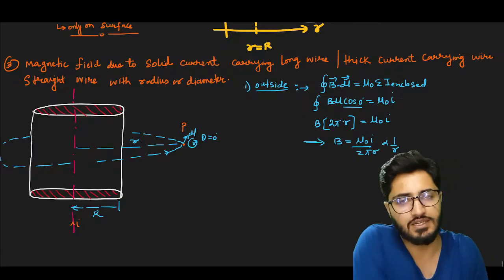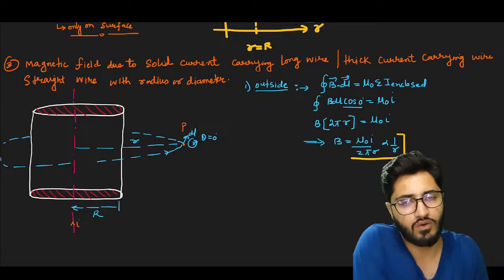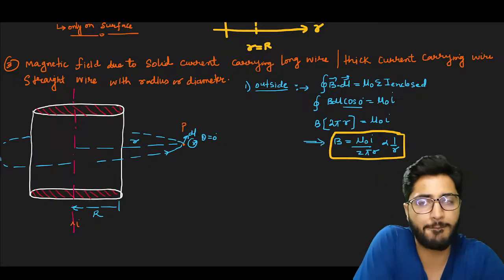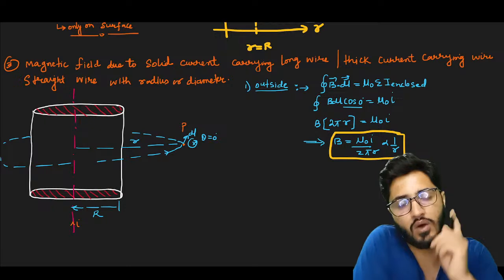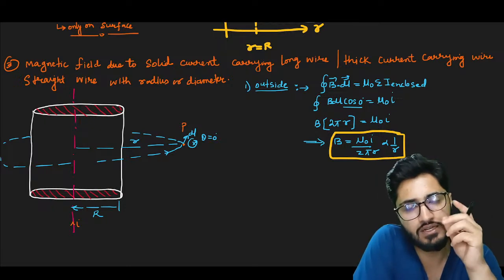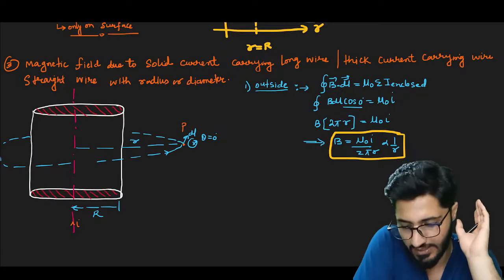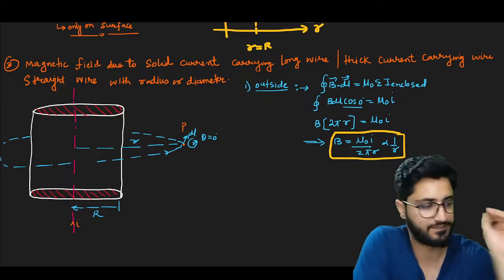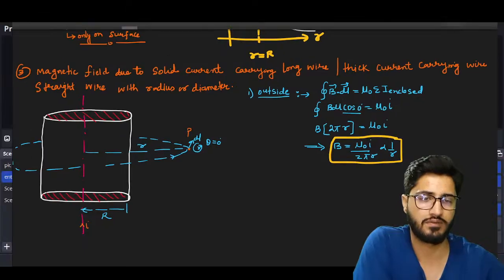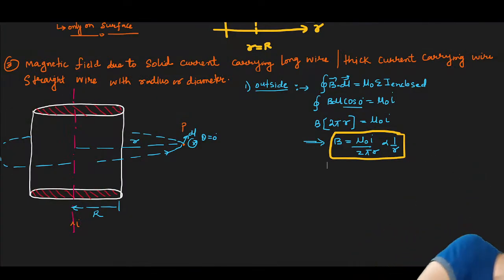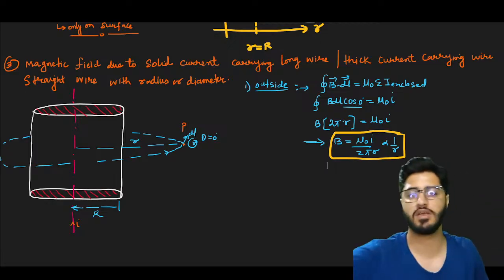So you can see here, if we are talking about the wire, hollow cylinder or a solid cylinder, for an outside point, these three will behave the same.